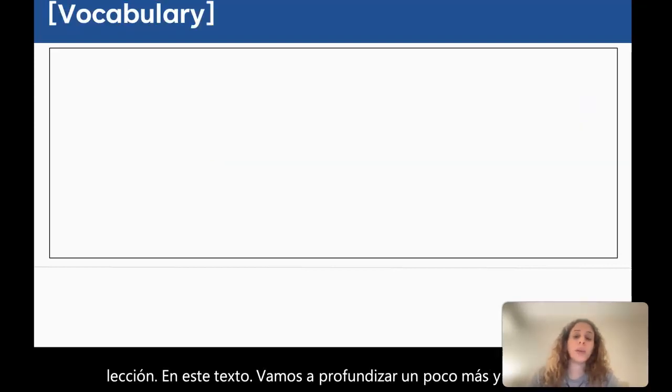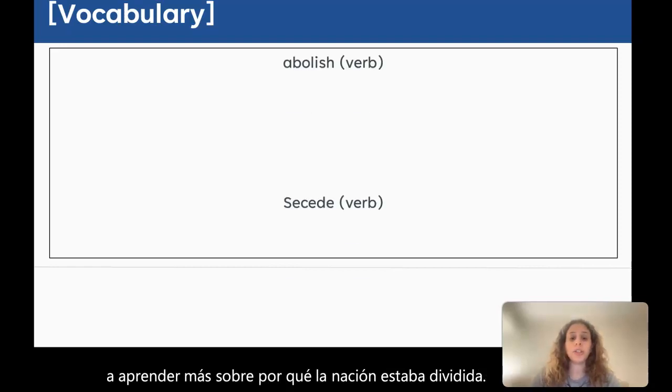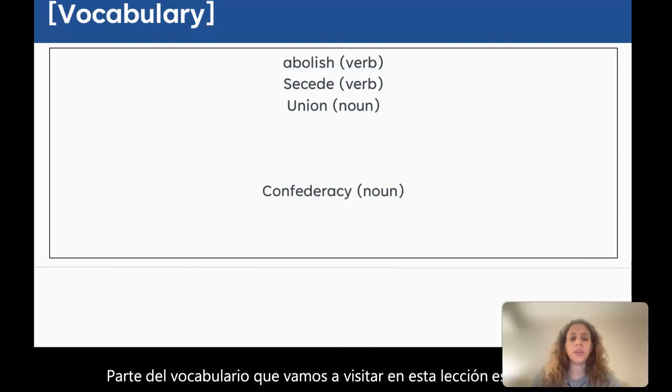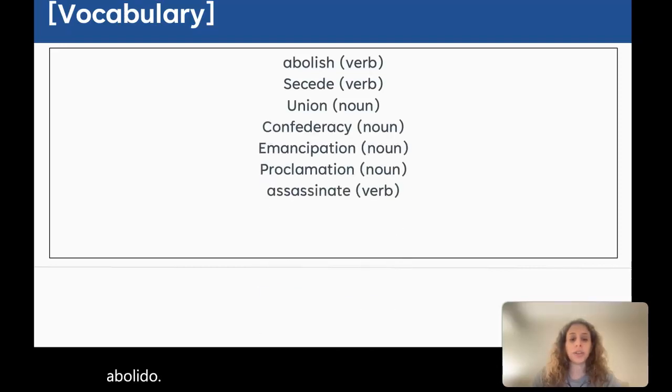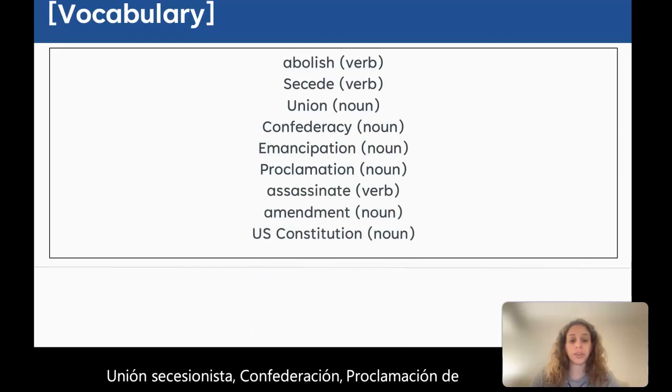Some vocabulary that we are going to be visiting in this lesson is abolish, secede, union, confederacy, emancipation, proclamation, assassinate, amendment, and U.S. Constitution.